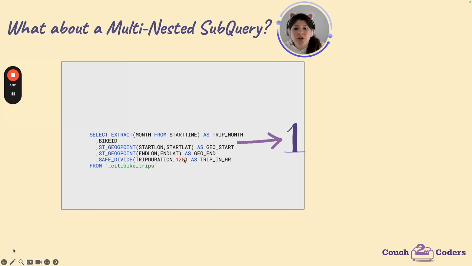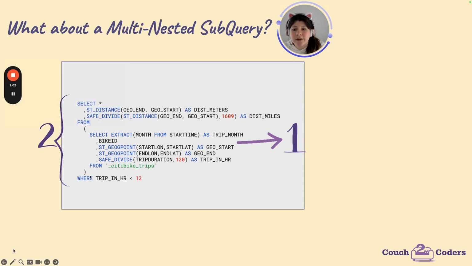And then this is a correction. In the previous lesson, I think I had this divided by 60, but trip duration's in seconds. So we need to divide it by 120 to get it into hours. So I made that correction here. So what this is going to pull, we're going to have our month, our bike ID, a start point, an end point, and then the trip in hours. Okay, and then this is part 1. This is the first part of the subquery.